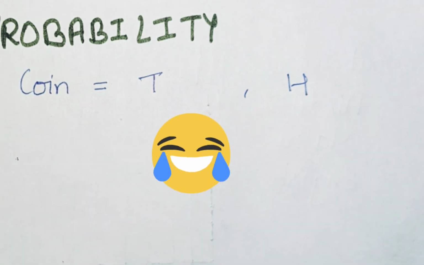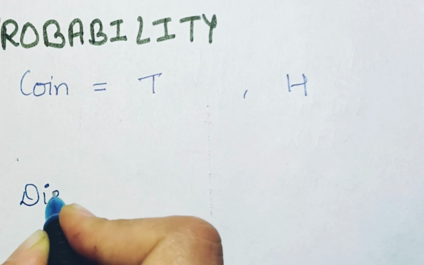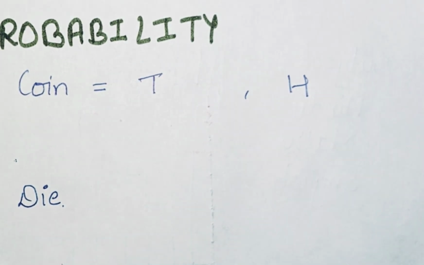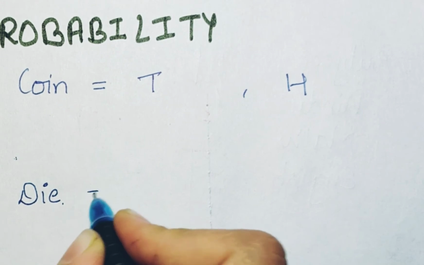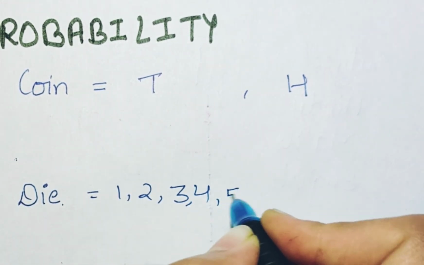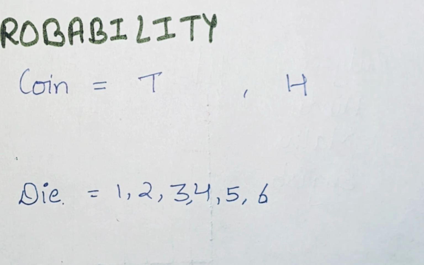Next, suppose we are having a die. Not that one die. This die is which we play Ludo. So in a die there are numbers from 1 to 6. That is, the probability is one number among these will only come when you throw the die. So what is probability now? These are the chances that this will come or that will come.